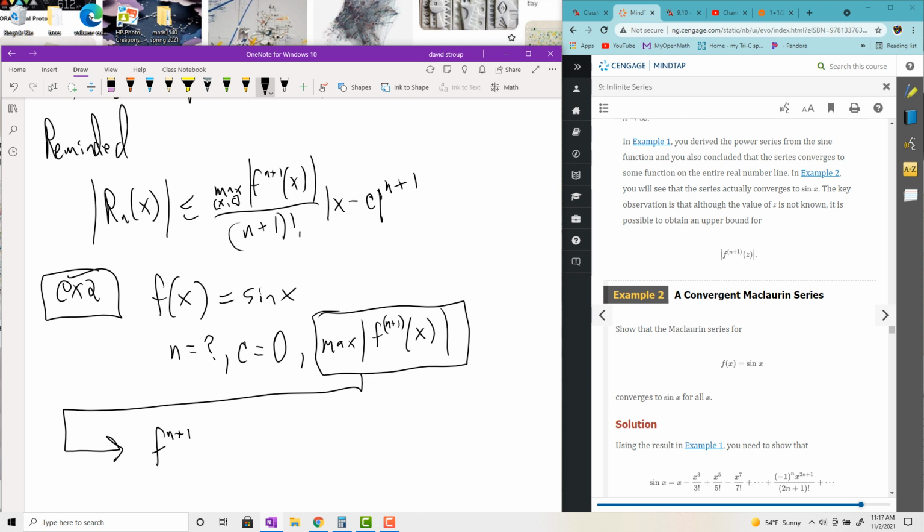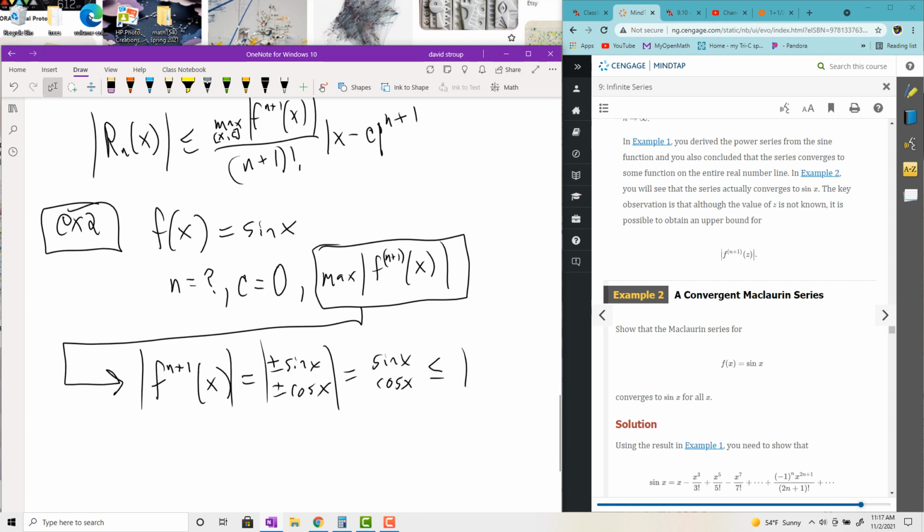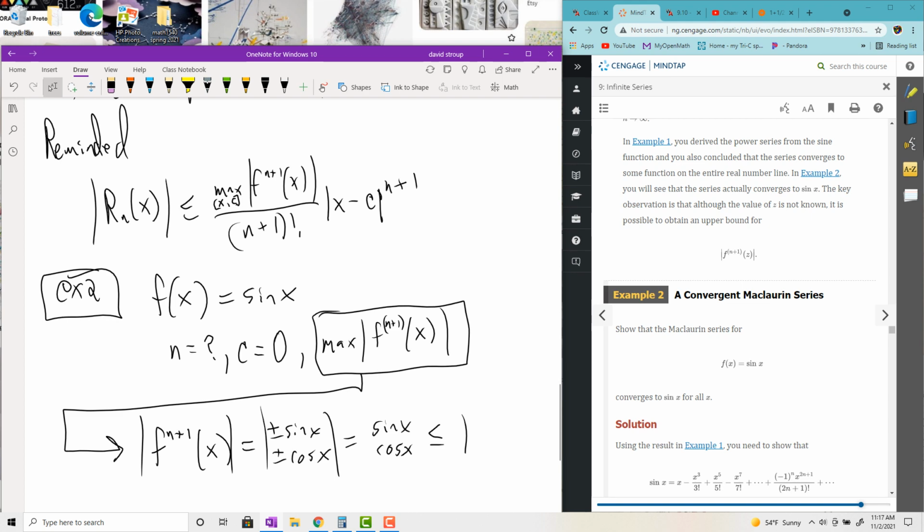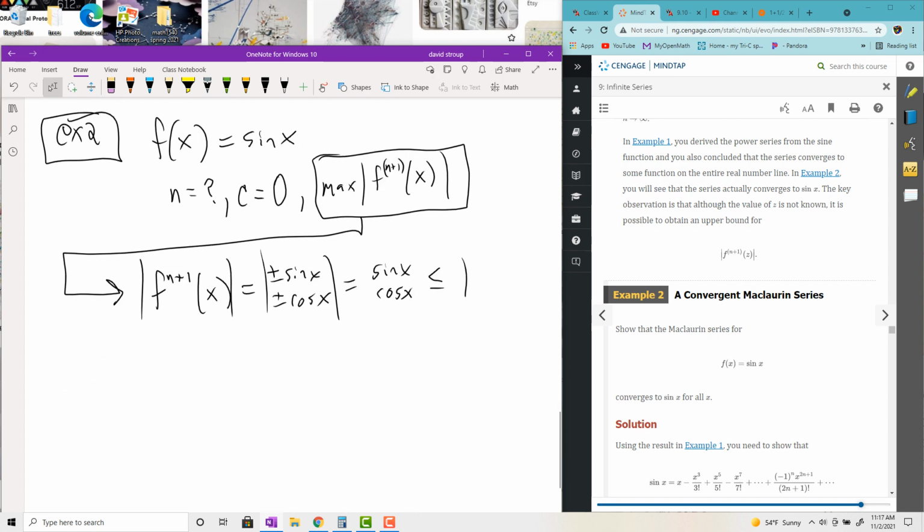The n plus first derivative is going to be one of 4 things, right? It's going to be either plus or minus sine of x or plus or minus cosine of x. And then the absolute value of that means you're basically just dealing with sine of x or cosine of x. And in either case, those are less than or equal to 1, right? So you can say that this max in the formula for R sub n of x, we could replace with a 1.